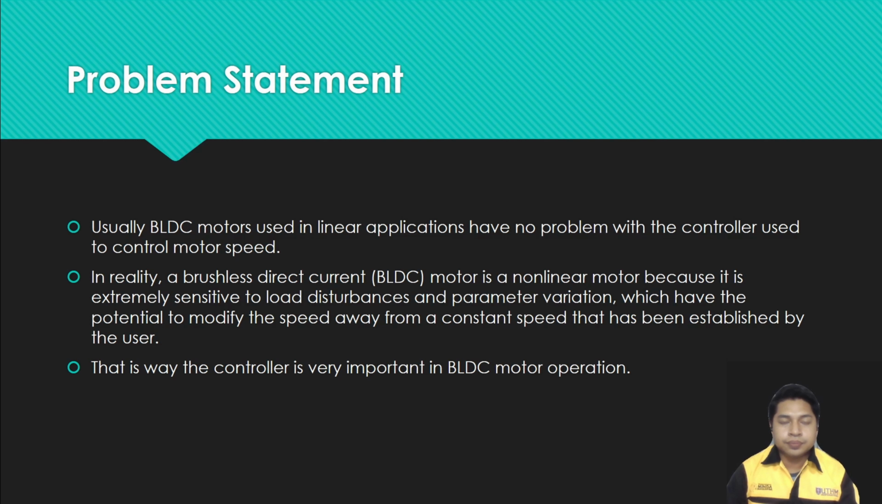For the problem statement, usually a BLDC motor used in a linear application has no problem with the controller used to control the motor speed. For your information, a linear application is an application that does not involve load variation or disturbance. In reality, a brushless direct current, or BLDC, motor is a non-linear motor because it is extremely sensitive to load disturbance and parameter variation, which have the potential to modify the speed away from the constant speed that has been established by the user. That is why the controller is very important in BLDC motor operation.